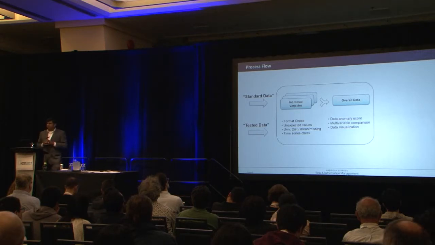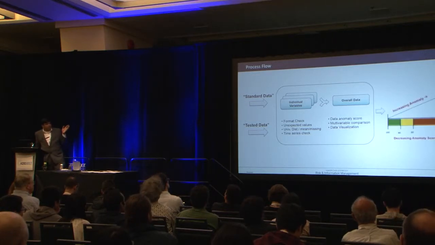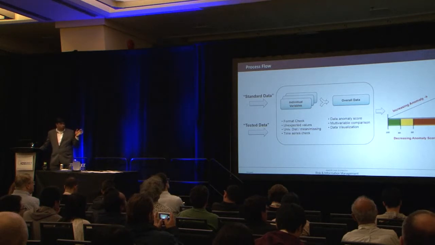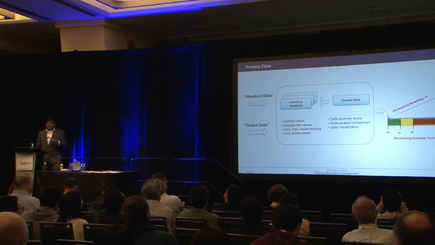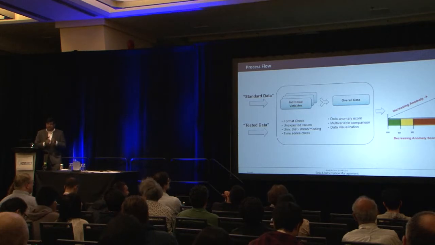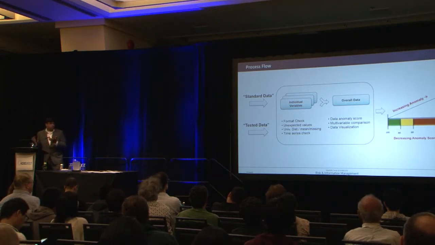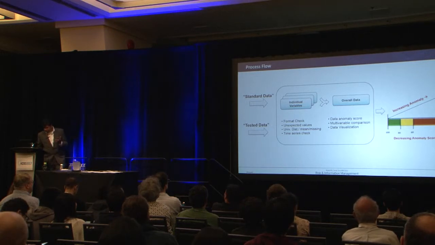Once I am done with the variable by variable comparisons, I go to overall data comparisons. The key thing to note here is that the system is able to score the data on a scale of 0 to 100, where 100 would mean that my data is absolutely good to go for modeling and looks very similar to the standard data, while a score of, let's say, 30 would tell me that the data needs a deep dive and I need to find out and fix the anomalies in the data. The system also tells you which specific attributes you should look at in order to fix the data.